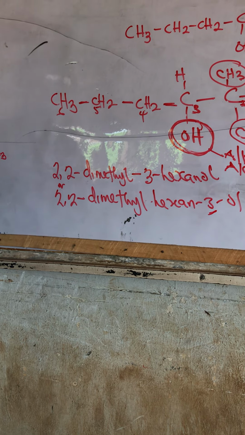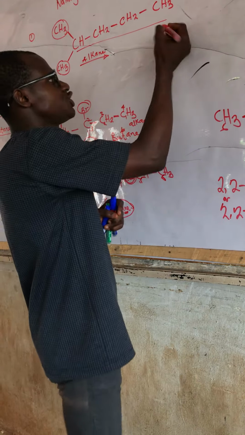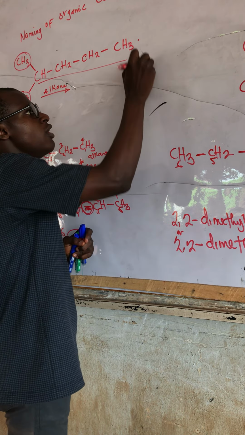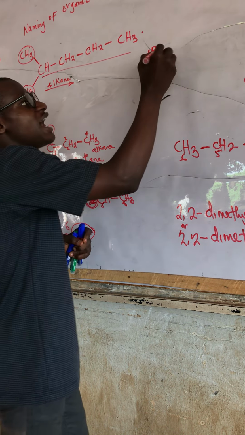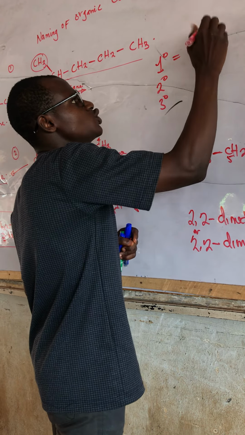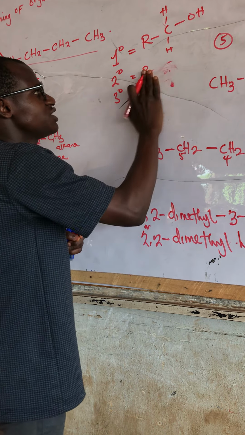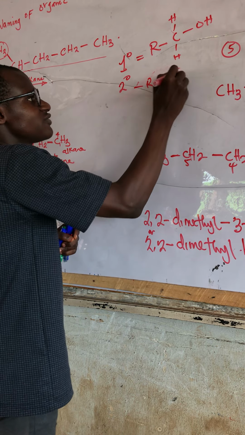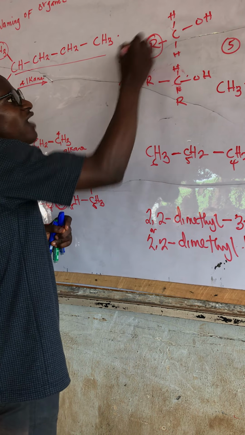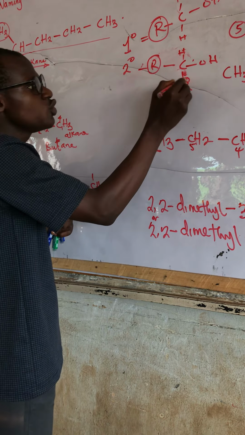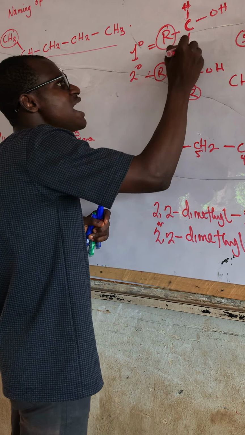Now, let's dive a little deeper. Some questions will ask what type of alcohol this is. You should take note that there is a classification of alcohols: first degree, second degree, and third degree alcohol. How do I know a first degree alcohol? We have CH2, that is H, H, and OH. For second degree, we have R, CH, OH, and R. In the first degree, we have one alkyl group. In the second degree, we have two alkyl groups. In the first degree, we have two hydrogens attached to the carbon that bears the hydroxyl group.